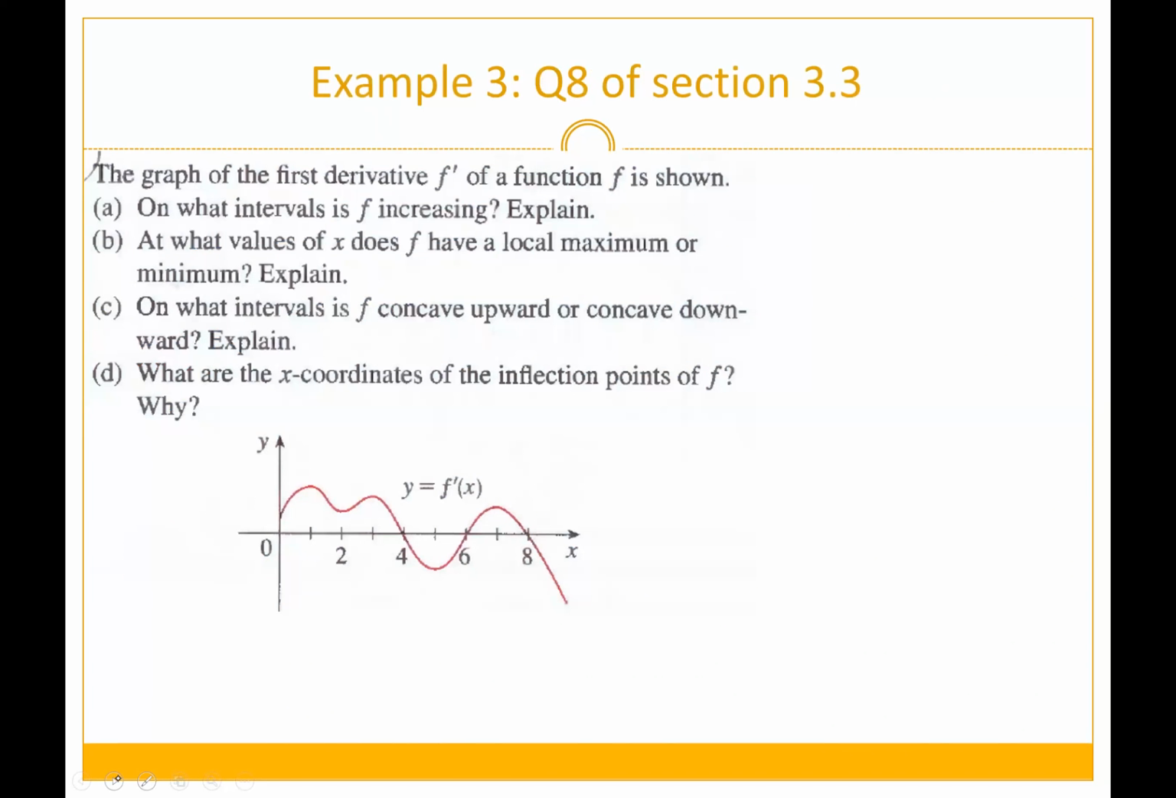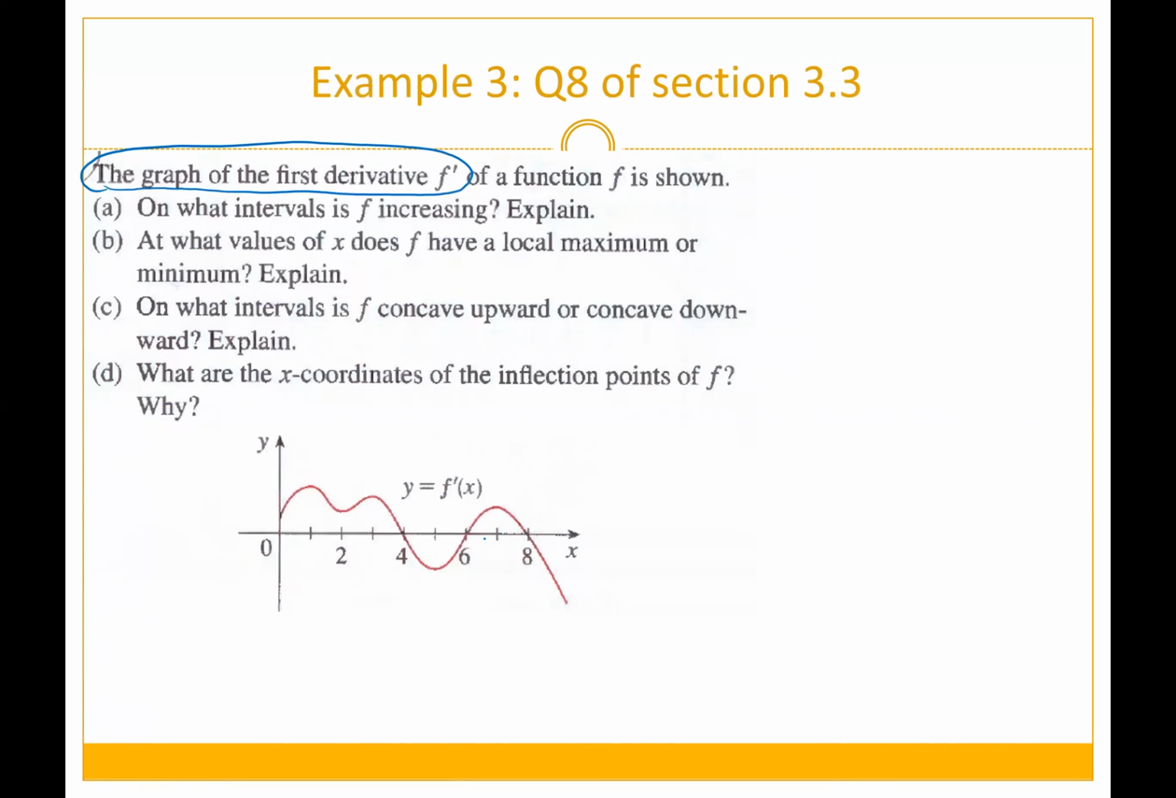Example 3 is question 8 of this section. You're given this graph, and please be careful reading the instruction. It says the graph of the first derivative, so this is not the graph of f. If you're looking at this and it asks on what interval f is increasing, and you assume this is the graph of f, it's completely wrong. So be very careful, read the instructions, and don't start a problem thinking, okay, they give us the graph of f, it's too easy.